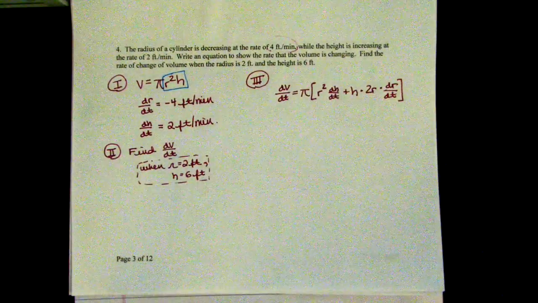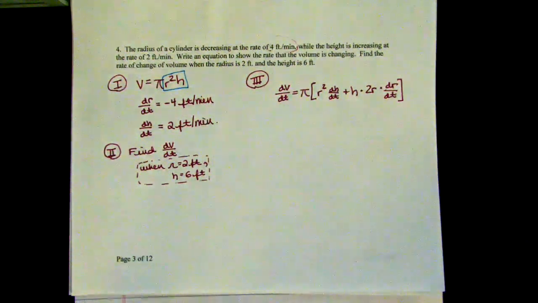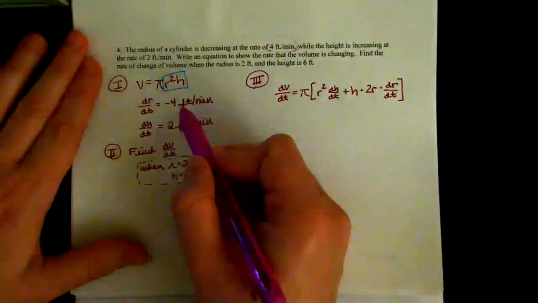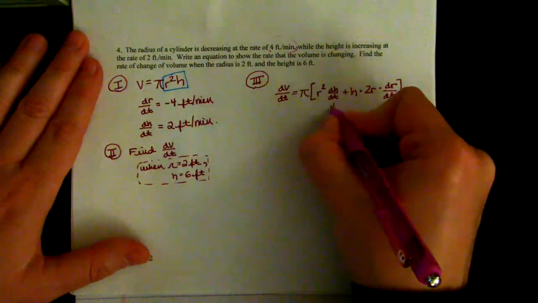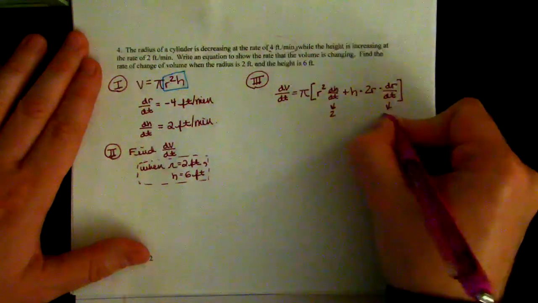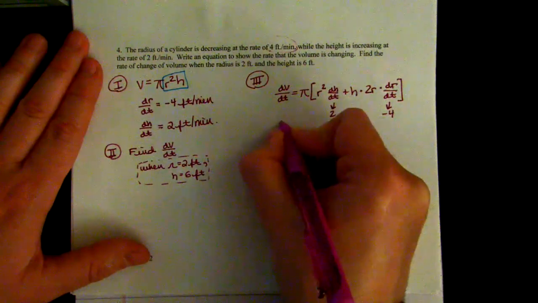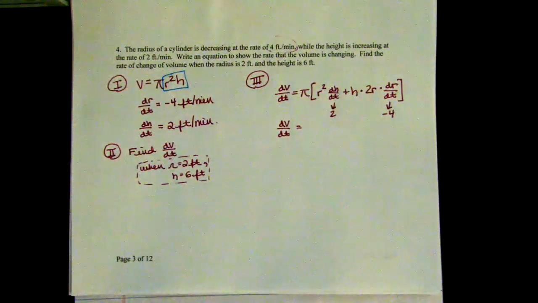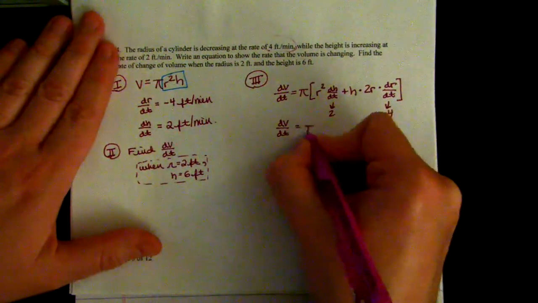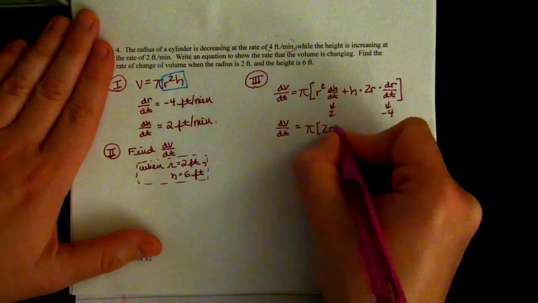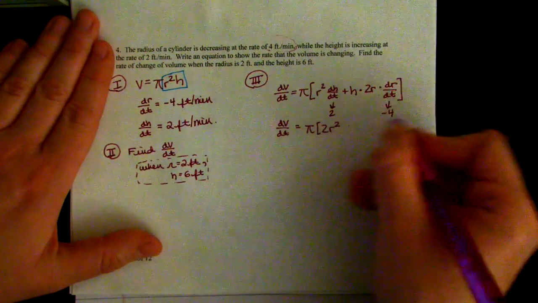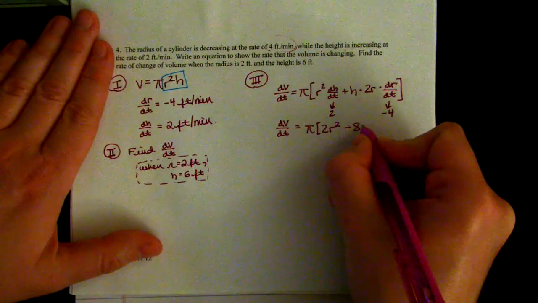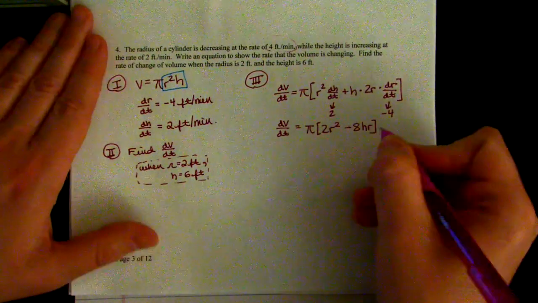That's my calculus step. I'm now going to plug in my rates that are not changing. My dh dt is always 2. My dr dt is always -4. dv dt is going to equal, you take a moment, go plug those in and just kind of clean that up a little bit. Let's see, minus 8 hr or something like that.